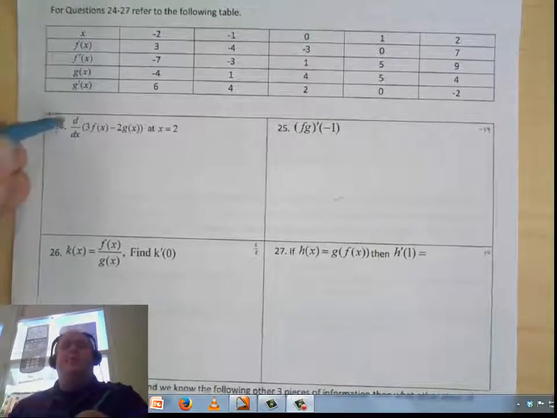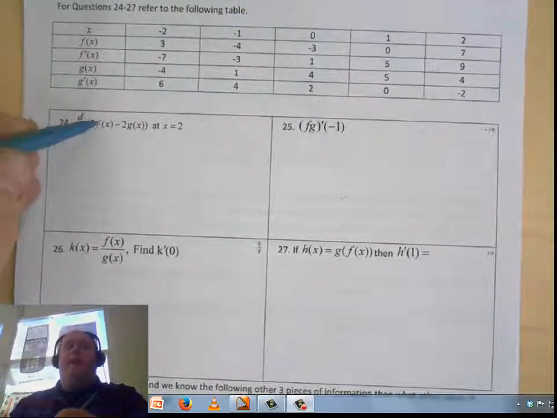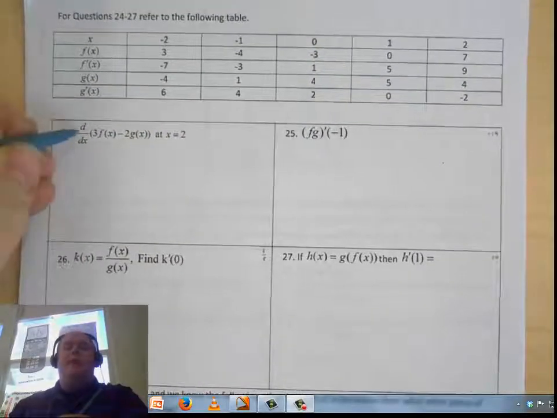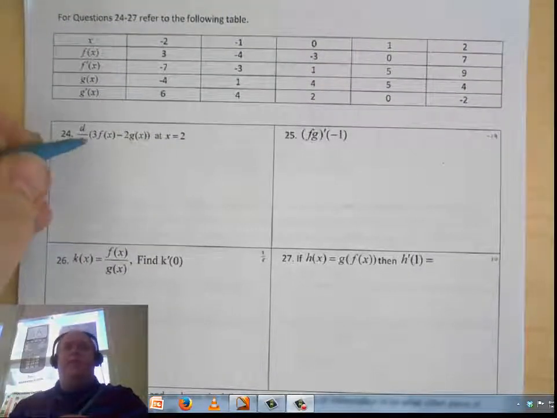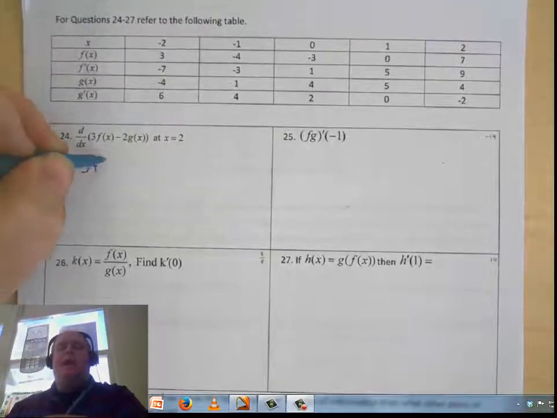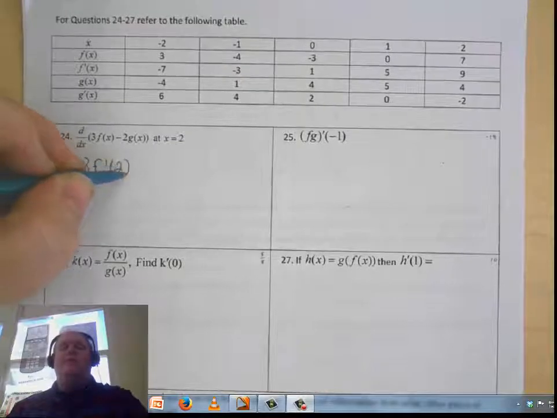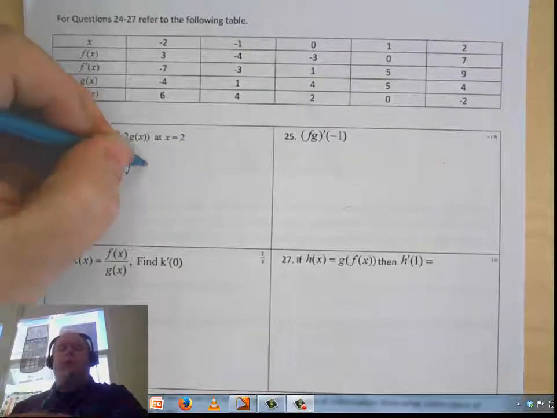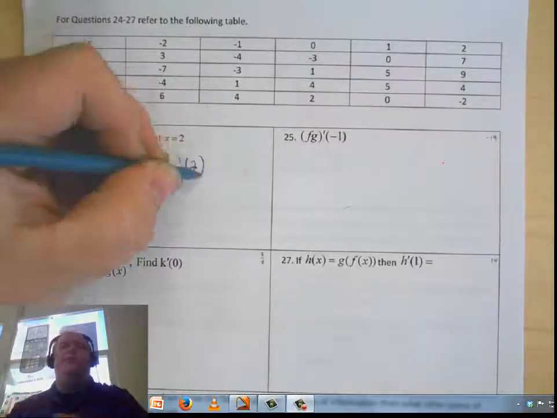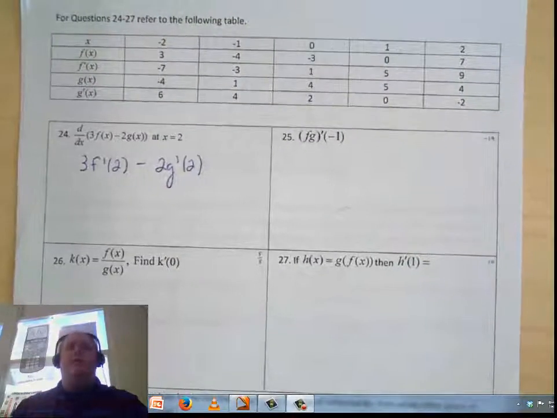24 says we want the derivative of 3f of x minus 2g of x at x equals negative 2. So d/dx means the derivative, and we want 3 of f of x. So basically we're looking for 3 f prime at x equals 2, and then we're going to subtract 2 g prime at 2. So then we just have to plug in the values.